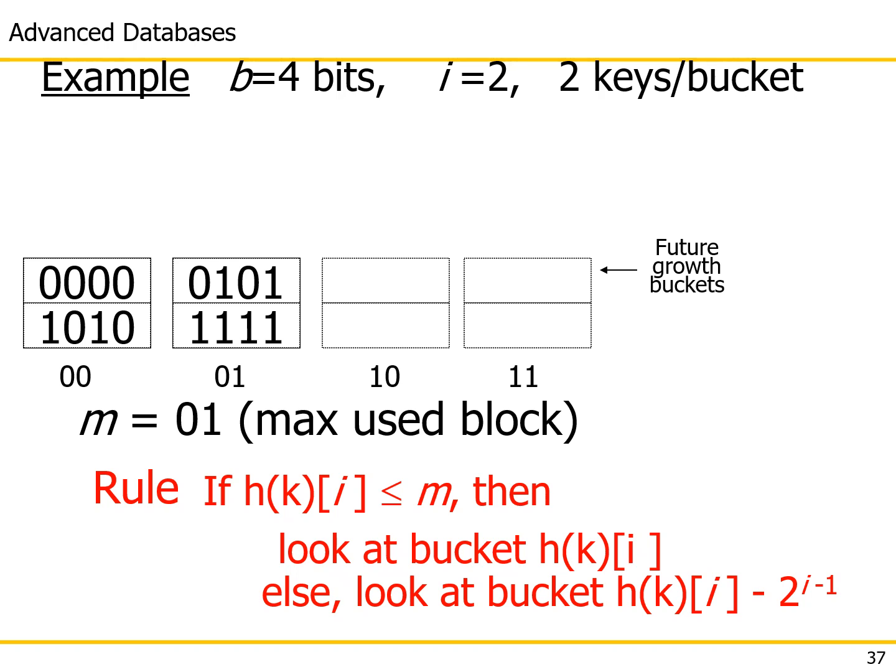Let's apply the formula on 1111 to understand why it ended up in page 1. The last two bits, h of k sub I, is 11. You translate that to decimal, that's going to be 3. 3 minus 2 to the I minus 1, 3 minus 2 is 1. In binary, it's 01. That's why it ended up in page 01. This is just a temporary location for it, as I mentioned before, and this is how we find the temporary location to put it in.